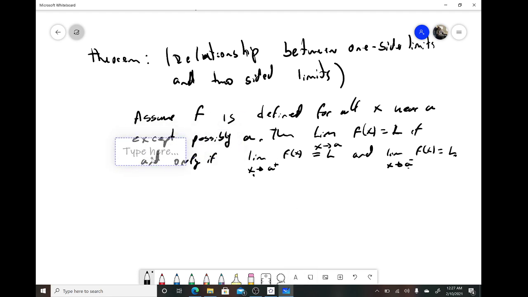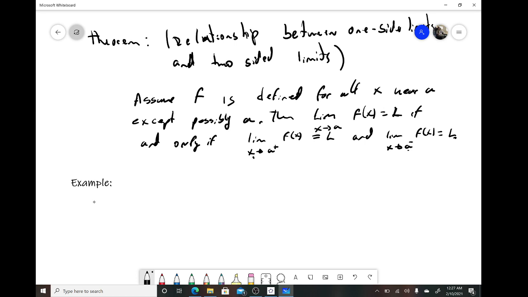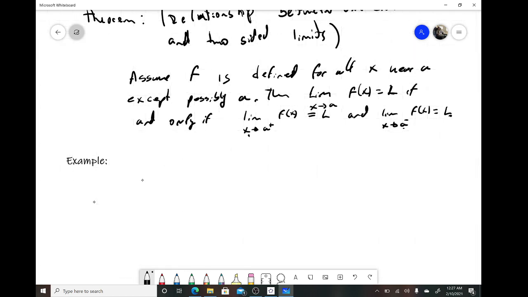All right, so let's see an example of this. Let's say we're working with the following function. Let's say we're given g of x equals 2x squared minus 6x plus 4 divided by the absolute value of x minus 1.